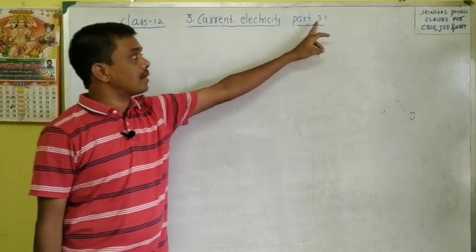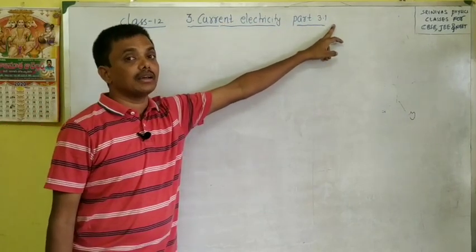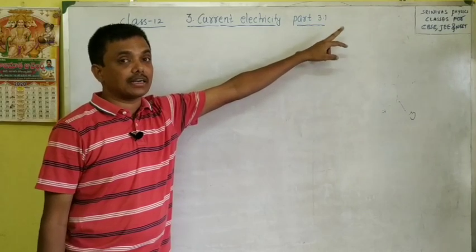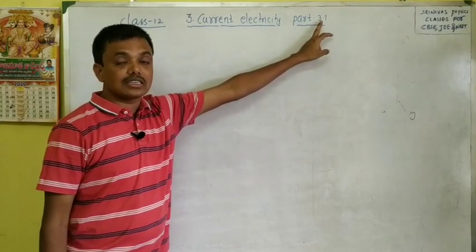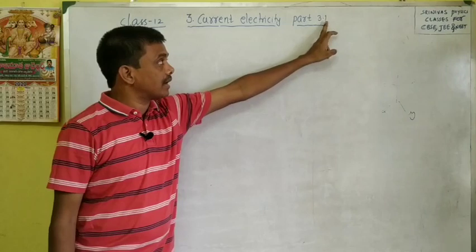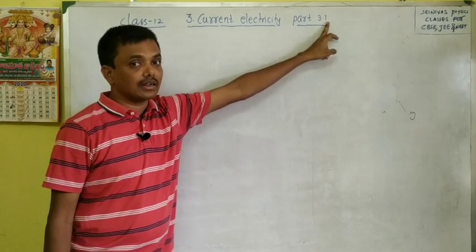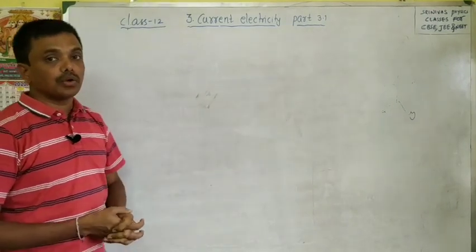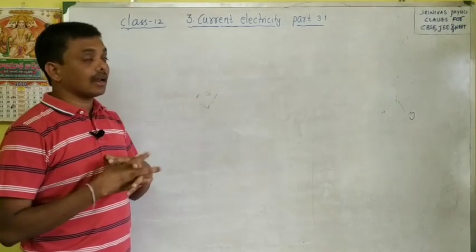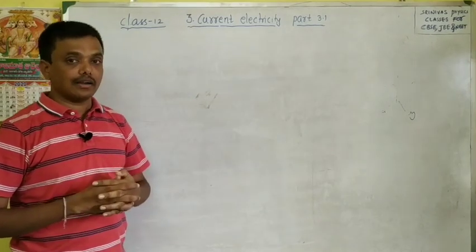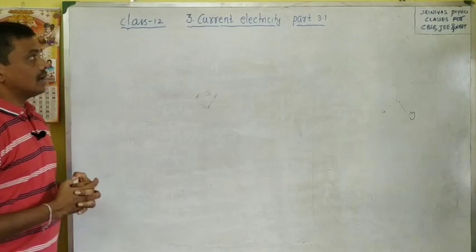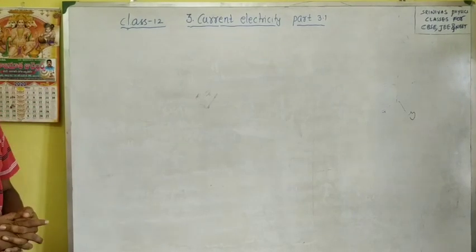The first part I am indicating as 3.1. The next part will be 3.2. Here 3 indicates the chapter number and 3.1 means part 1, right? Like that, you have to look at every video in order. Okay, right. And now I am going to start current electricity.